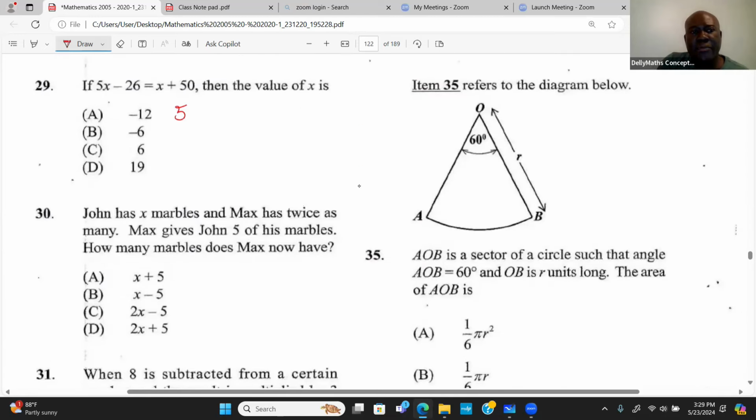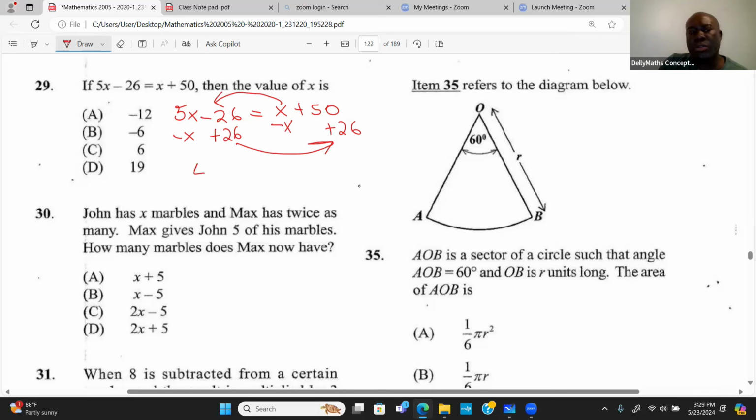29. What we have here is 5x minus 26, and this is equal to x plus 50. I want to collect all my variables on one side and then my constants on the other side. So I'm going to subtract x from both sides. So this is going to migrate to that side right here. And at the same time, I'm going to add 26 to both sides in order to get this on this side. Let us now simplify.